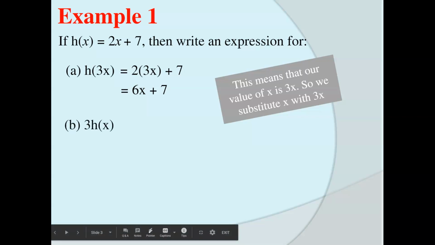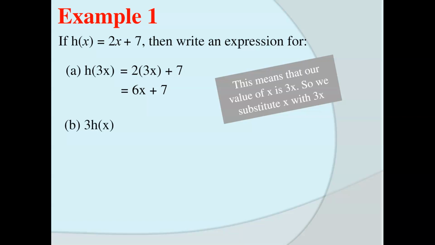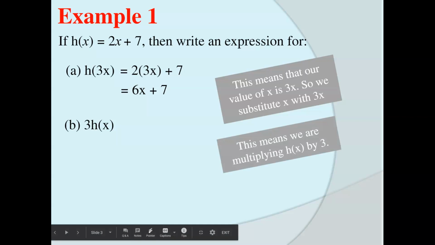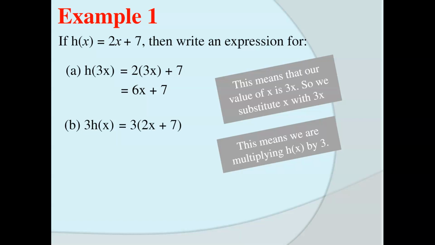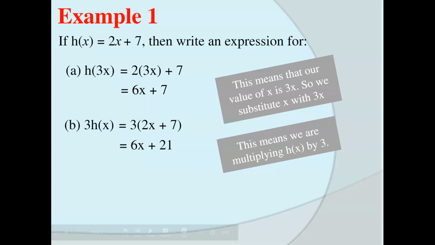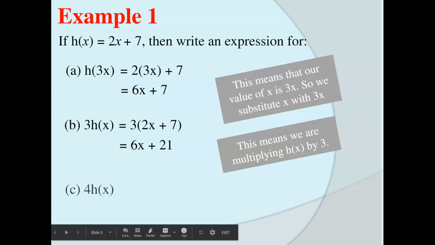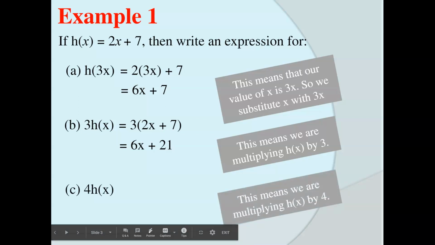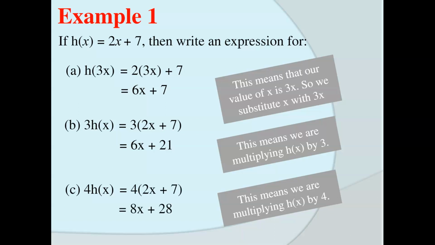We can do the same kind of idea if there's a number in front of h. So you have 3h of x. So what you're going to do is multiply the entire function by 3. So that gives 6x plus 21 because you're going to distribute the 3 to both terms. And then we could also do the same thing with the number 4. So you have 4, you're going to distribute to 2x and 7. So you get 8x plus 28.